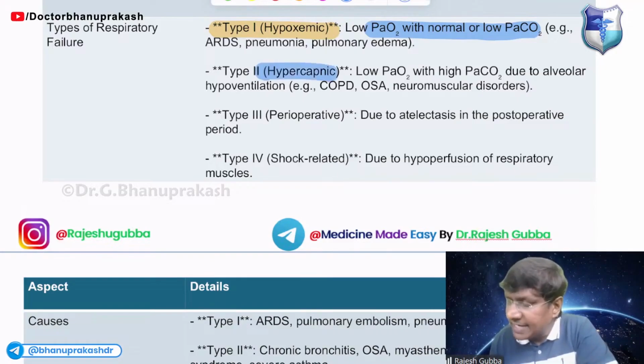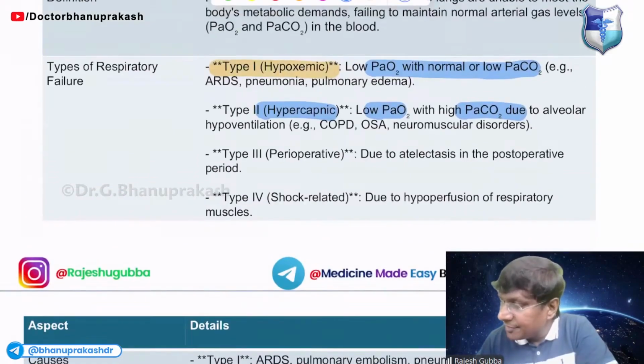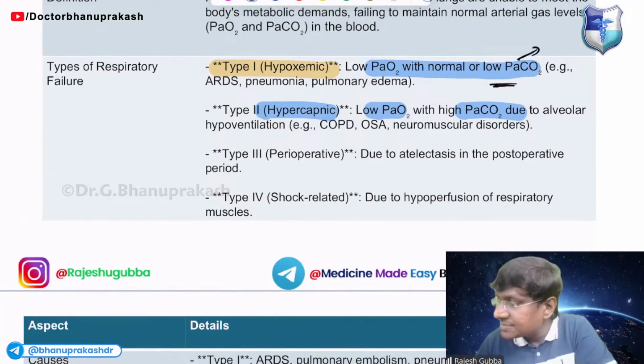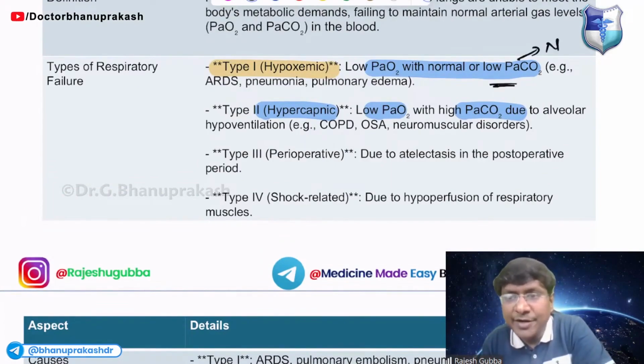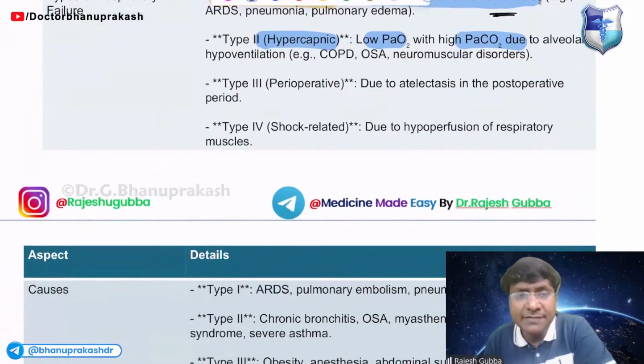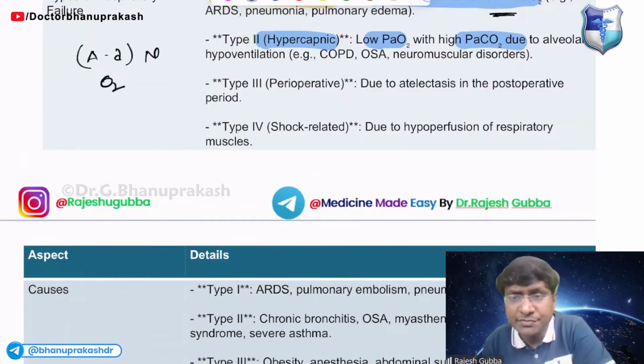Type 2 respiratory failure is hypercapnic respiratory failure, where there will be hypoxia and hypercapnia. Whereas in type 1, the carbon dioxide levels might be low or can be normal also, right? Whereas in type 2, you will have hypoxia as well as hypercapnia. And what will happen to your AA gradient? AA gradient will be normal. Right, AA gradient for oxygen will be normal in case of type 2 respiratory failure.